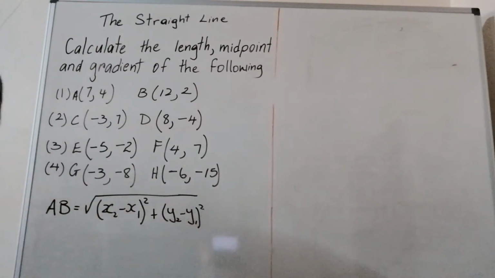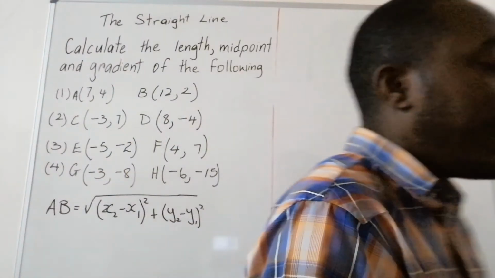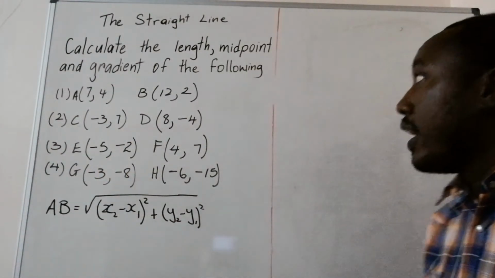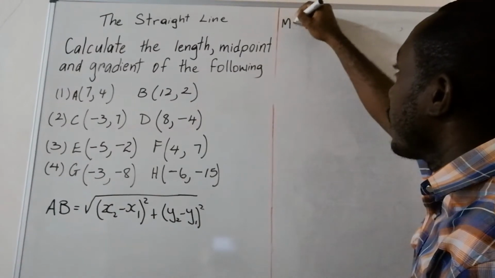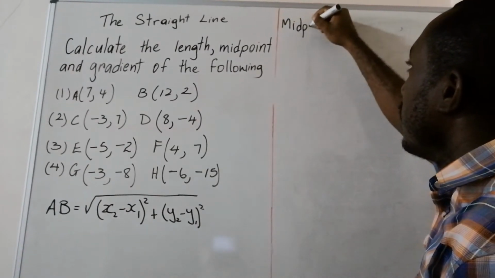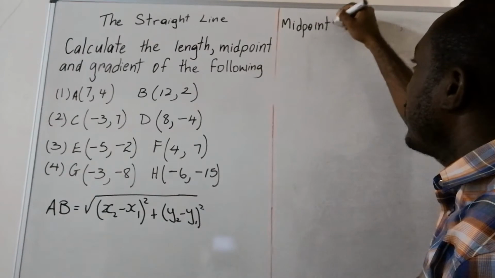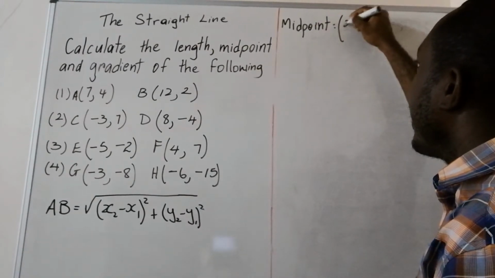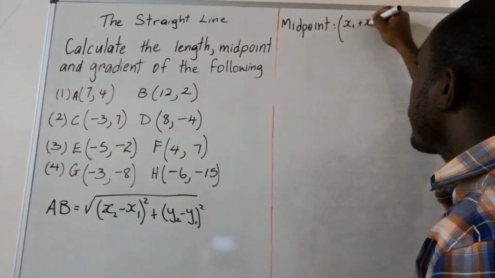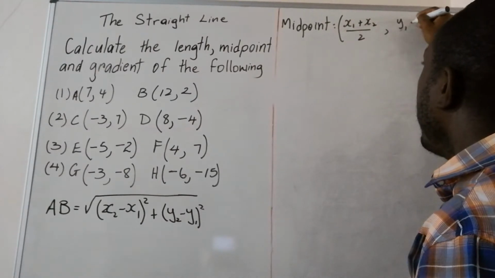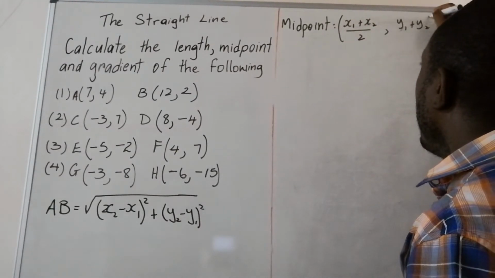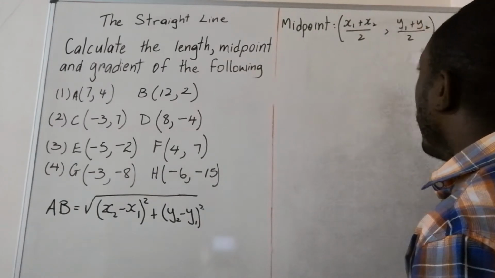Then we talked about the midpoint of a line. We said the midpoint is given by the formula: midpoint is equal to x1 plus x2 over 2 and y1 plus y2 over 2.